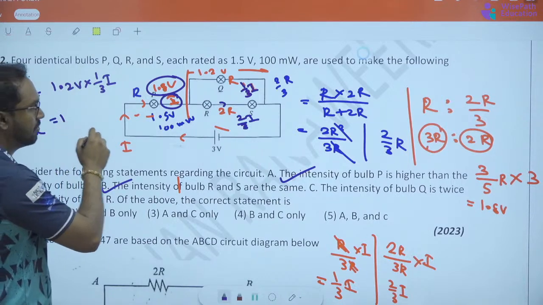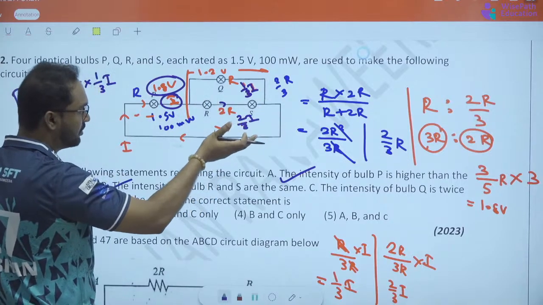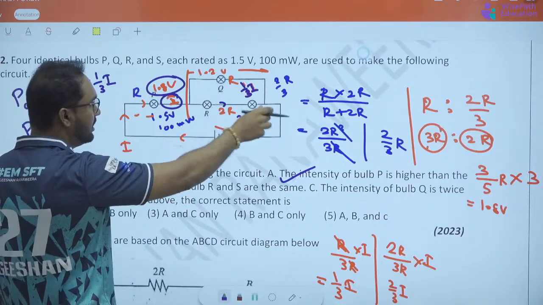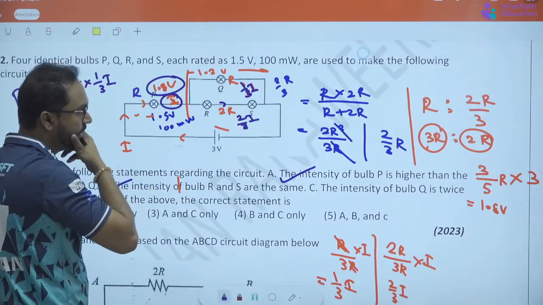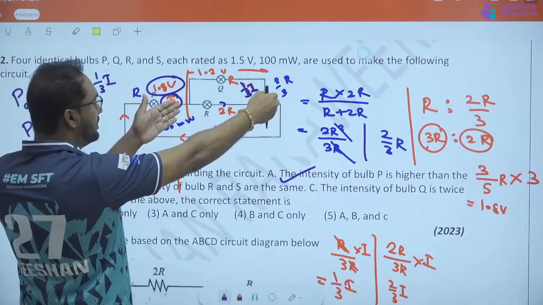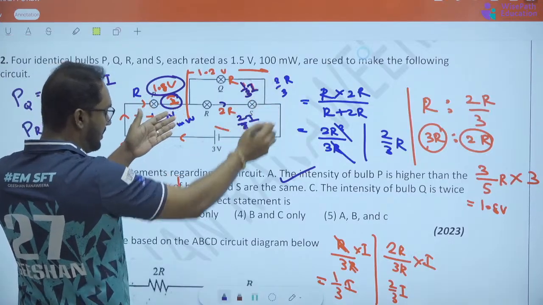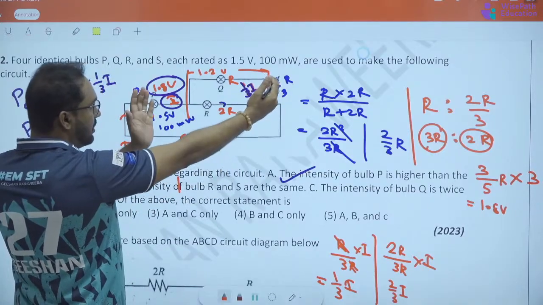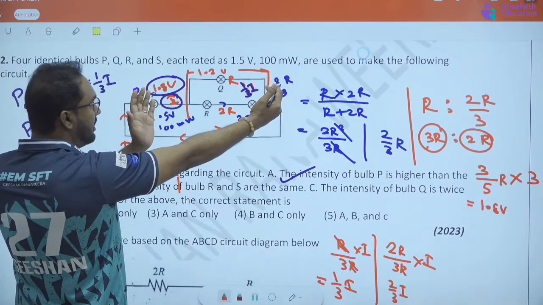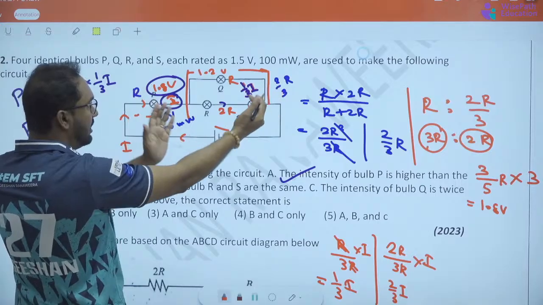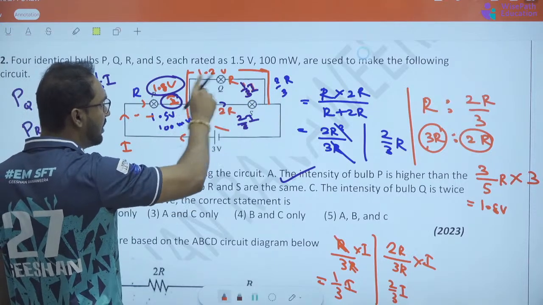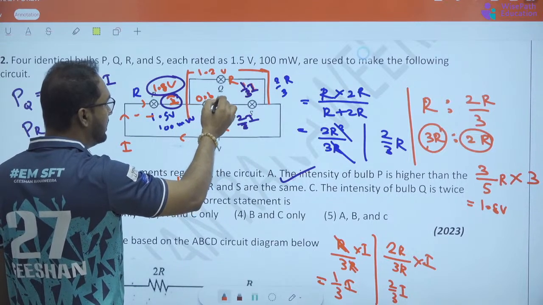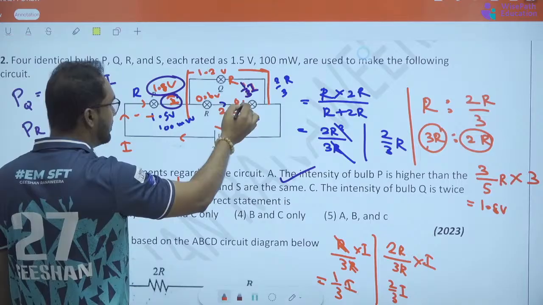No, it's not 1.2. You can take it as 1.2 if you want, but 1.2 divides into these two equally. I hope you understand that. The 1.2 is for everything in the parallel combination, and inside it there are two bulbs. So that 1.2 should divide equally between these two parts. That will be 0.6 volt each, right?